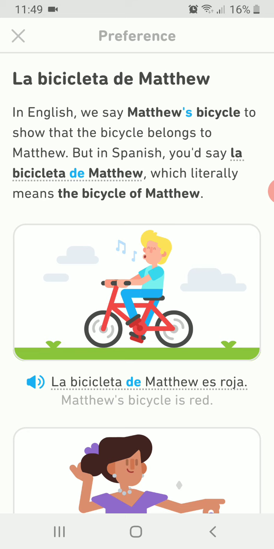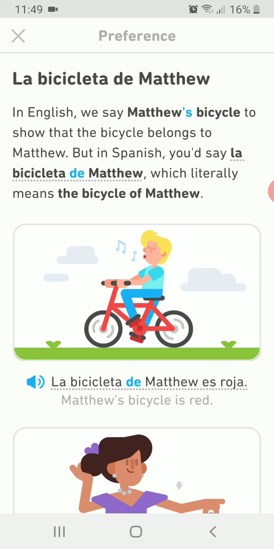Another grammatical rule, more precisely, that we will work with is the possessive apostrophe s. In English, apostrophe s can mean the verb to be, is. So Machu's riding, Machu's learning, is. So it's just a contraction. But here we're going to study how to indicate possession. So this is a possessive form of apostrophe s. In English, we say Matthew's bicycle to show that the bicycle belongs to Matthew.